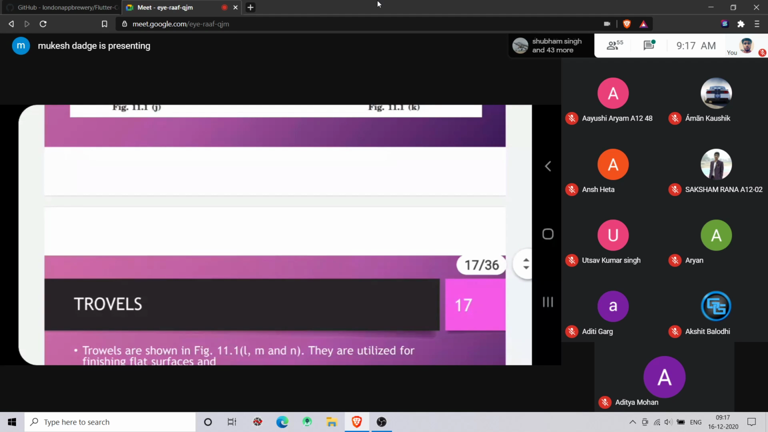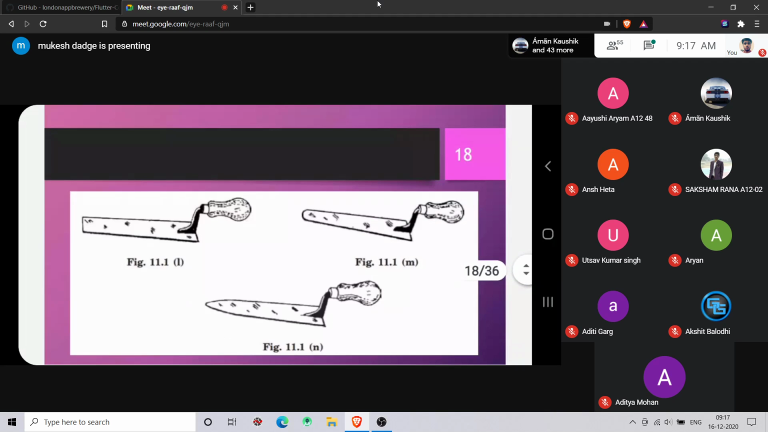Trowels are there, right? You already know how to use it. I think you are mechanical, na? Trowels are generally used to put some sand particles in the mold.